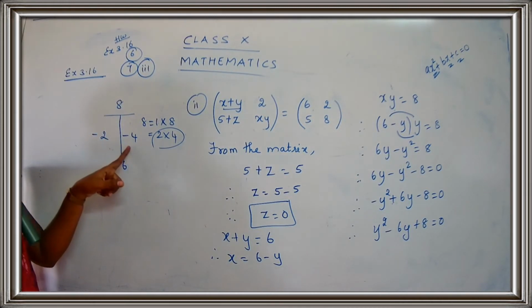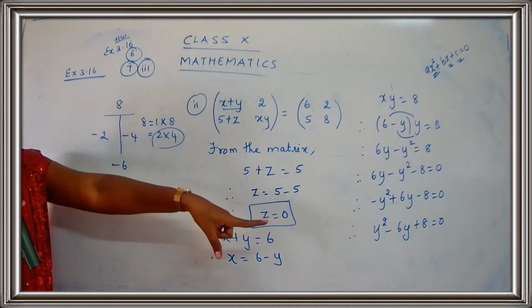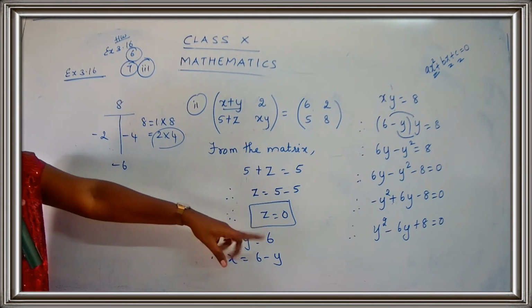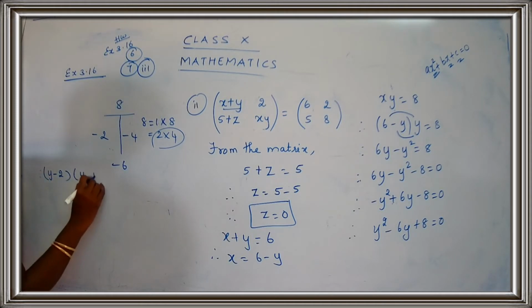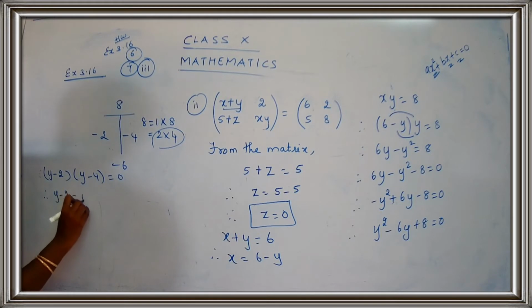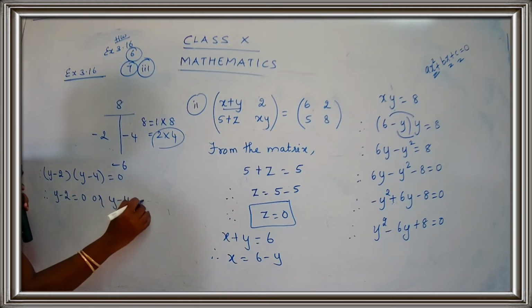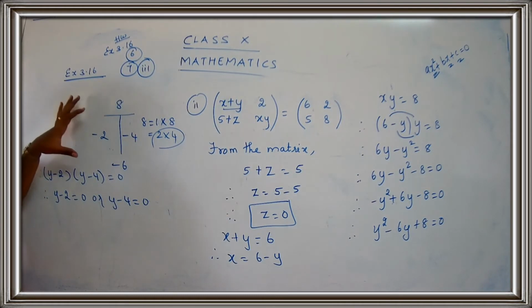So what are the numbers you are going to choose? Minus 2, minus 4. What is the variable used, children? Y. Yes, y is the variable. So what do you get? y minus 2, y minus 4 is equal to 0. Therefore, y minus 2 is equal to 0 or y minus 4 is equal to 0. This is very clear. I hope you have got the value. This T method we have done in many sums, so you would be clear with this.